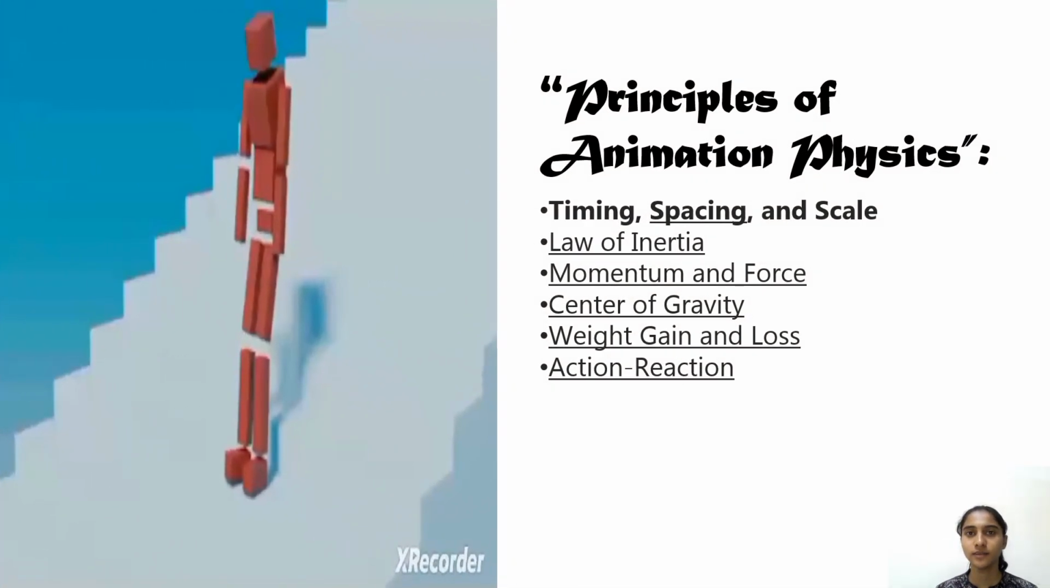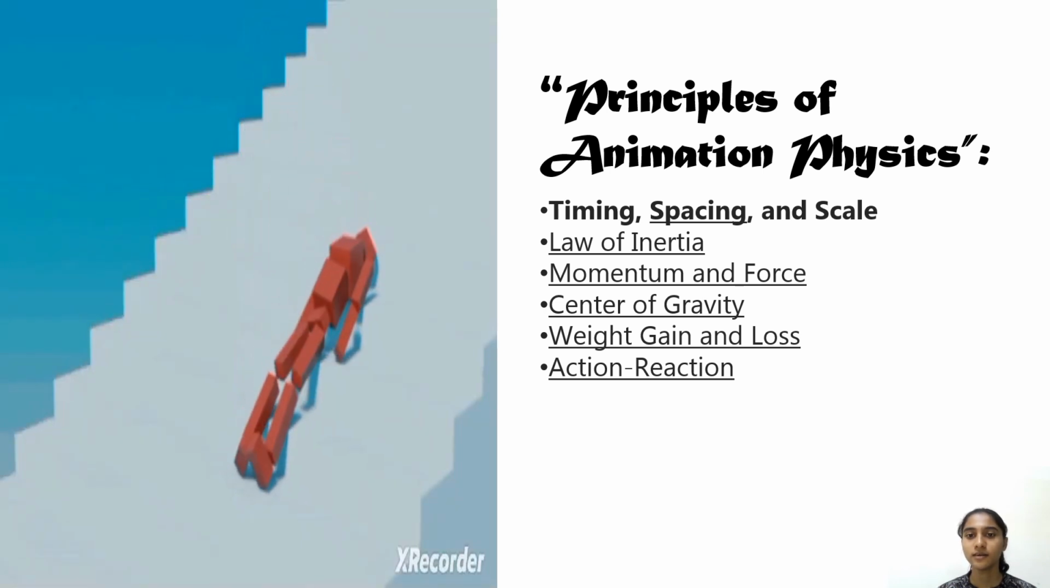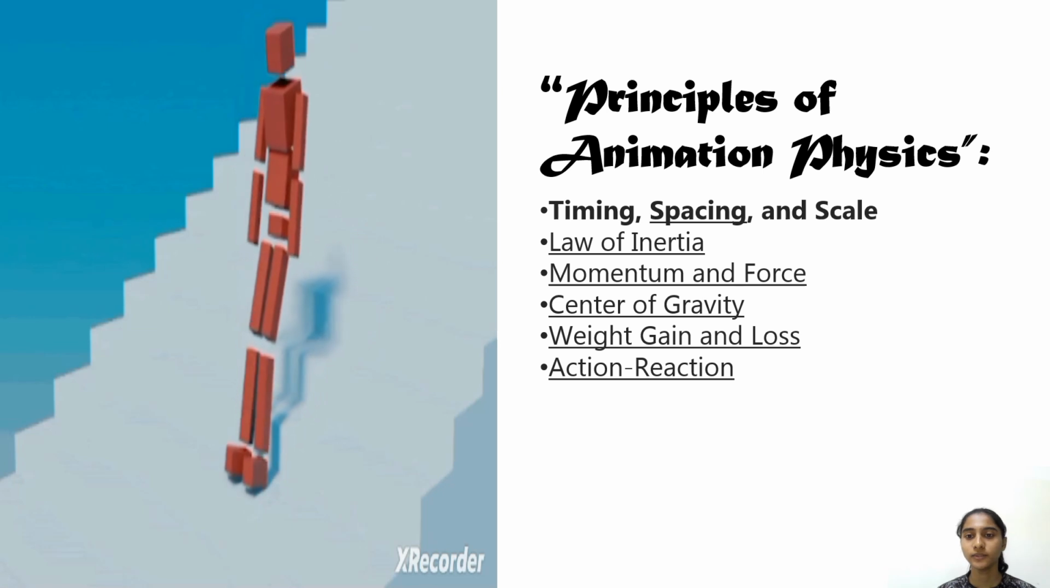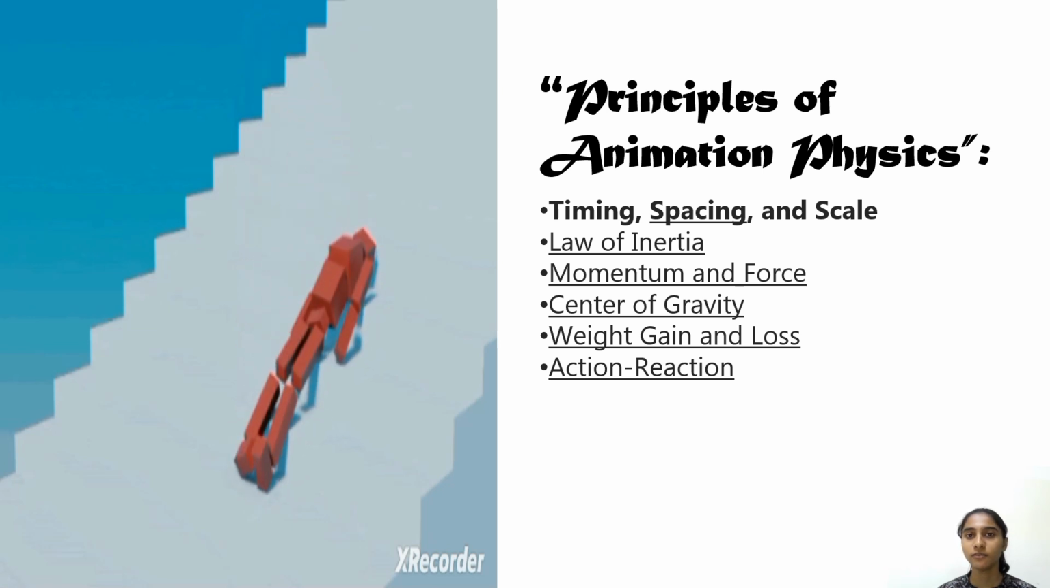So next we will discuss principles of animation physics. There are 6 principles. First one is timing, spacing and scale. Second one is the law of inertia. Third one is momentum and forces. Fourth one is the center of gravity. Fifth one is weight gain and loss. And the sixth one is action and reaction. We will discuss more about these principles.